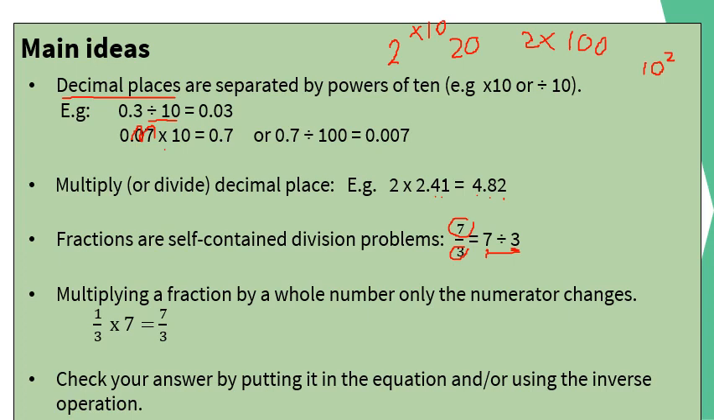Second last, multiplying a fraction by a whole number, only the numerator changes. So here, 1/3 times 7, I only need to change this top number, so my answer is 7/3. And lastly, make sure you check your answer by putting it back into the equation, or you could also use the inverse operation where you know how.